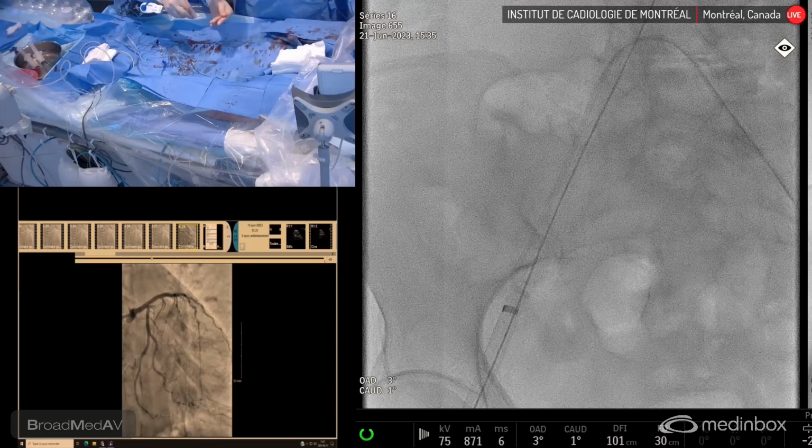Okay. This one's a little bit harder to see. She has a small hematoma there from her right heart cath.